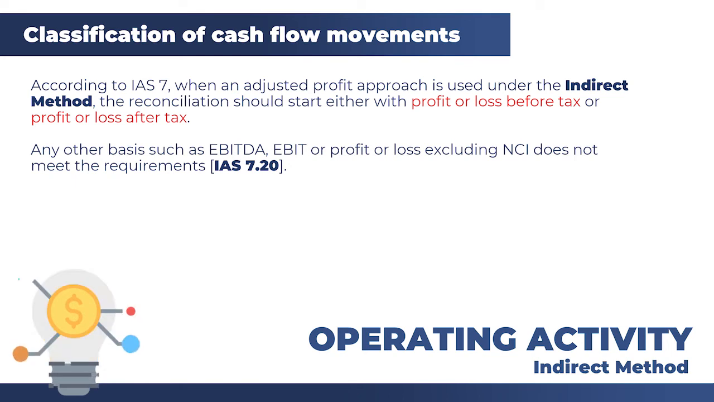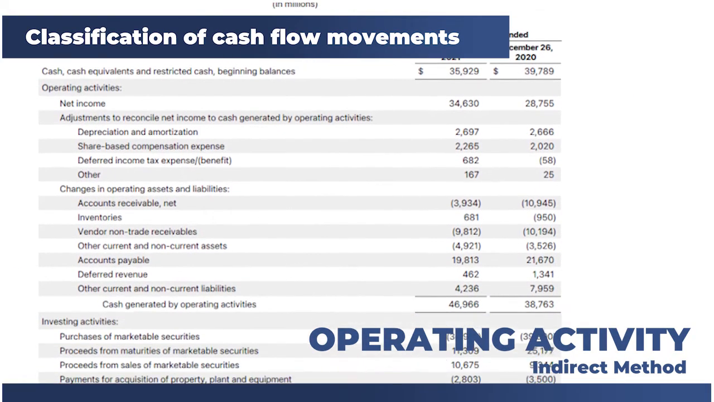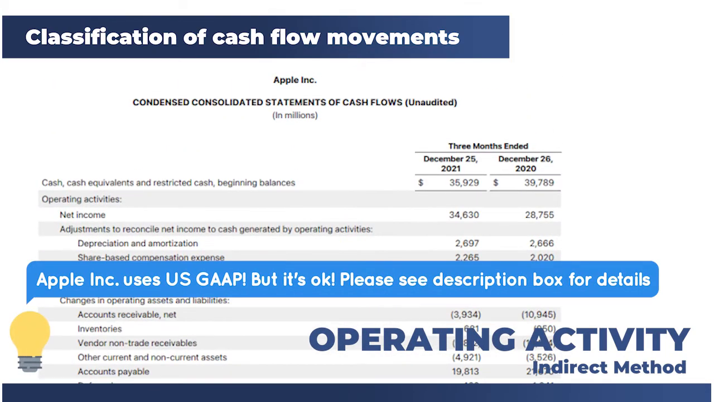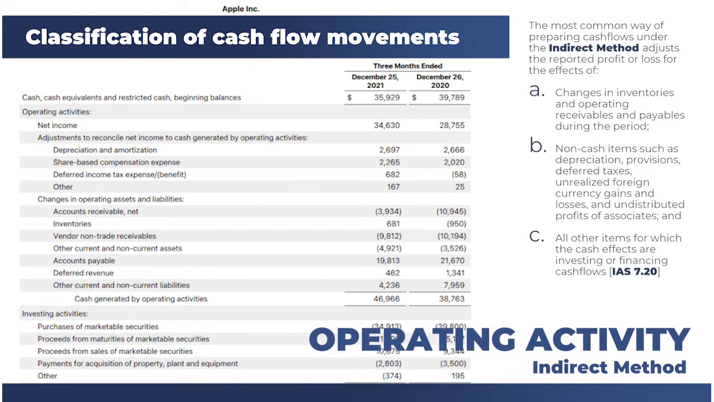Any other basis such as EBITDA, EBIT, or profit or loss excluding NCI does not meet the requirements of the standard. I'm going to show you an example of a cash flow statement prepared using the indirect method. Presented here is an example of a statement of cash flows using the indirect method, specifically for Apple Incorporated. This is for 3 months ended December 25, 2021, which means that this is for the period of October, November, and December of 2021. You will see in this example that it is consistent with the previous process that we discussed for the indirect method.